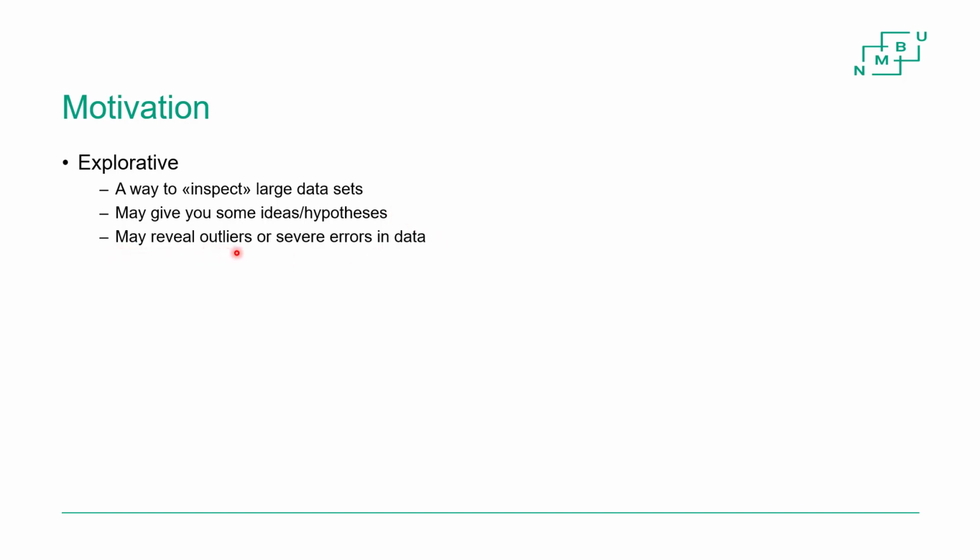Just as with PCA, this may also reveal outliers or severe errors. So that's important, right? If you have an outlier, this data case typically ends up as a group on its own, right? So if you end up with groups having very few data points or a single data point, then you should be a little bit skeptical and investigate that further, because it's very different from the rest. That's what it means.